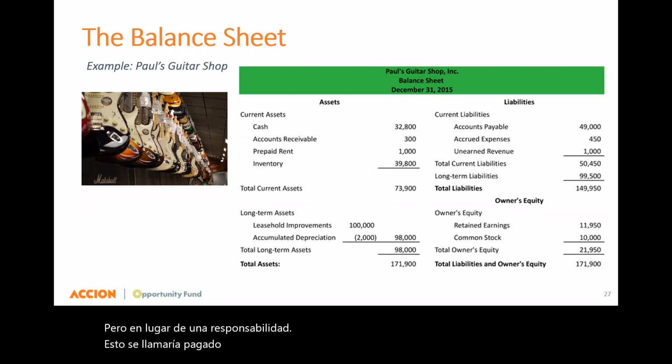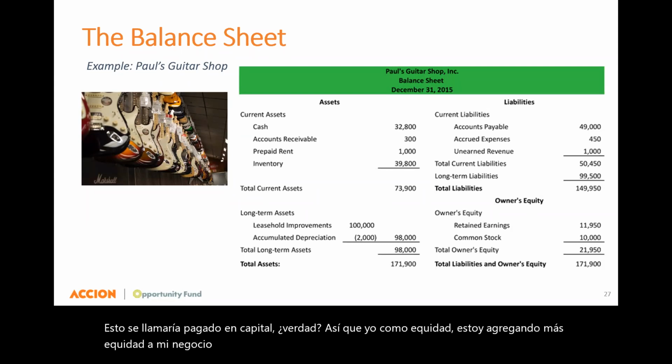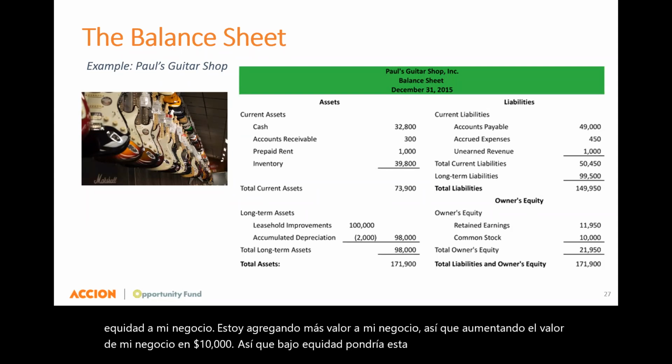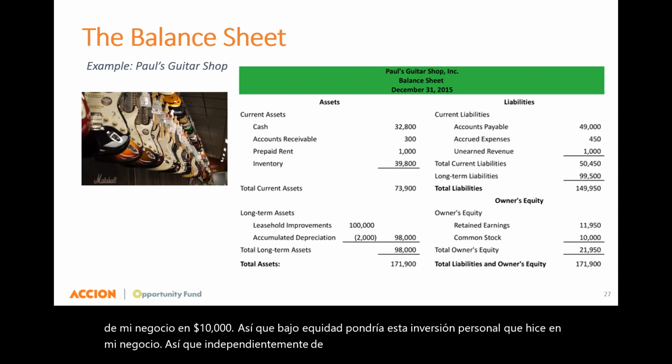So as an owner, I'm adding more equity to my business. I'm adding more value to my business, increasing its value by $10,000. So under equity, I would put this personal investment that I made into my business. Regardless of what you do, your balance sheet would always balance out regardless of what's happening, right? And that's really what a balance sheet does.